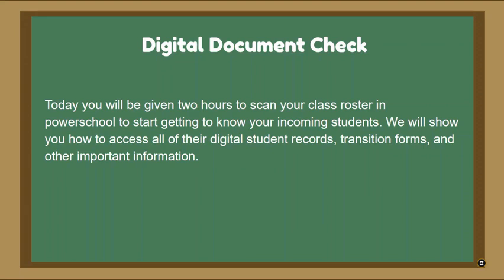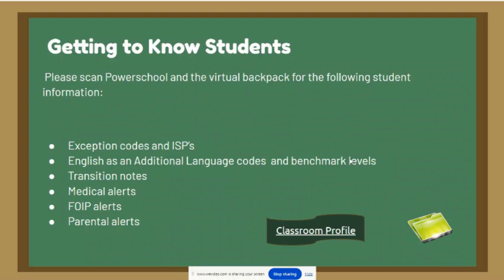Today, you will be given 2 hours to scan your class roster in PowerSchool to start getting to know your incoming students. We'll show you how to access all of their digital student records, transition forms, and other important information. As you scan through your class list, you'll access the virtual backpack for each student looking for the following information: exception codes and ISPs, English as an additional language codes and benchmark levels, transition notes from last year's teacher, medical alerts, FOIP concerns, or any parental alerts.